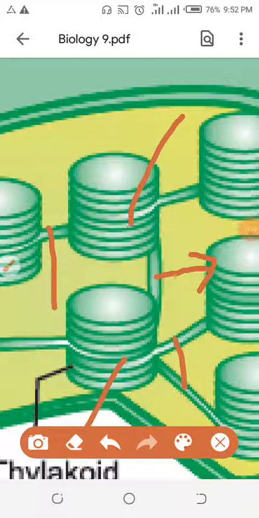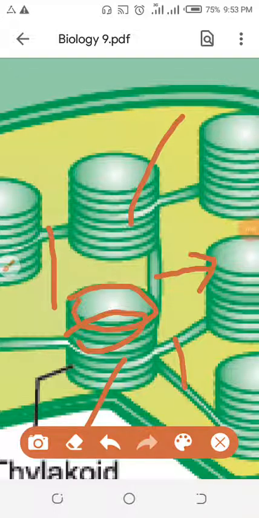So what is a granum? A collection of thylakoid membranes. Where is the thylakoid membrane present? In the plate-like structure. Many thylakoid membranes combine to form the granum. What is the plural of granum? Grana. When one thylakoid membrane network attaches with another, that is called the intergranum. Intergranum. So students, this is very important.